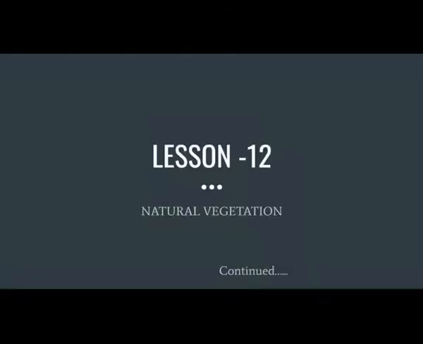And in today's class we have to study the other types of forests we can see in India. That is coniferous forest and tidal forest, and how to conserve the forest. We already studied the importance of forest. It is our duty to protect the forest, so we have to learn how to conserve it. First we study the two types of forests we can see in India, and after that we can study how to conserve the forest. Okay children, lesson 12, natural vegetation.